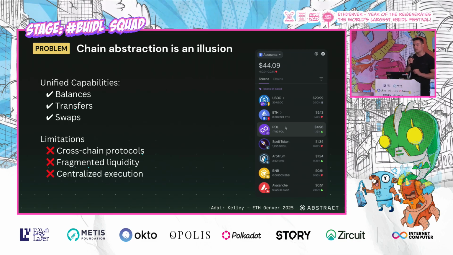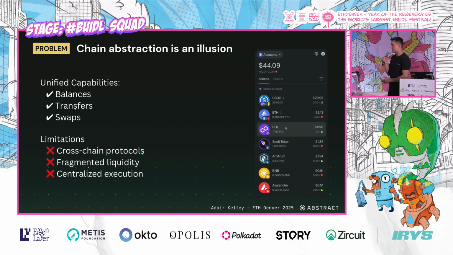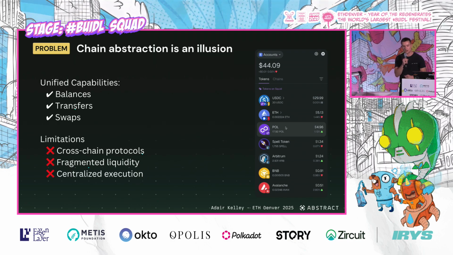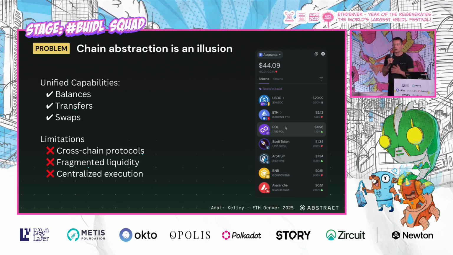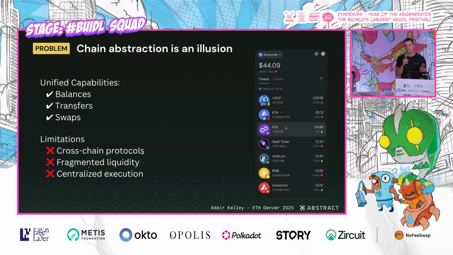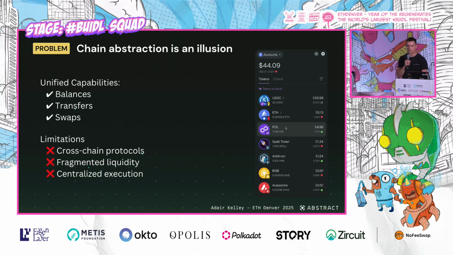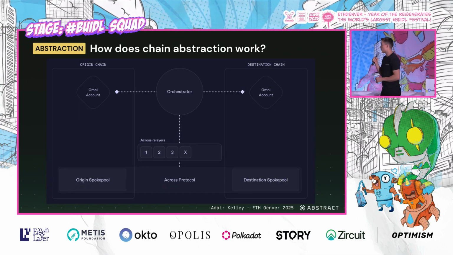However, it comes with quite a few limitations. If you try to use these unified balances to build cross-chain protocols, you end up with fragmented liquidity and the harsh reality that these chain abstraction solutions centralize the execution of your actions on-chain. So, how does chain abstraction work?